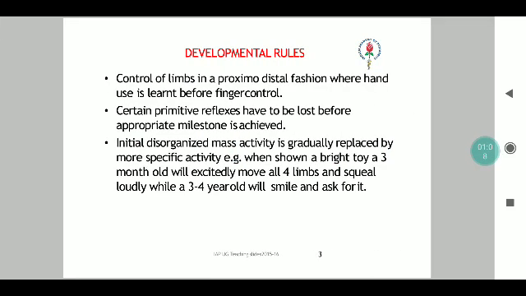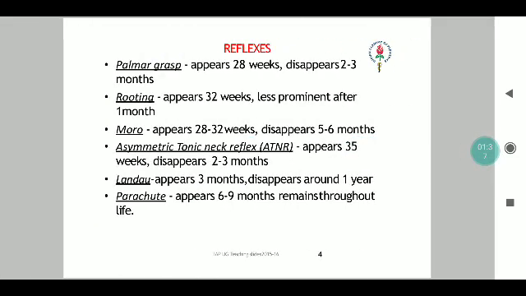Within the limbs, the control of the limbs occurs in a proximodistal fashion, where hand use is learned before finger control, and certain primitive reflexes must be lost before the appropriate milestone is achieved. Initially, a mass activity is gradually replaced by a more specific activity. The best example is when a bright toy is shown to a 3-month-old, he moves all 4 limbs, whereas a 4-year-old or a 5-year-old will smile and ask for it. So the response is accordingly modulated.